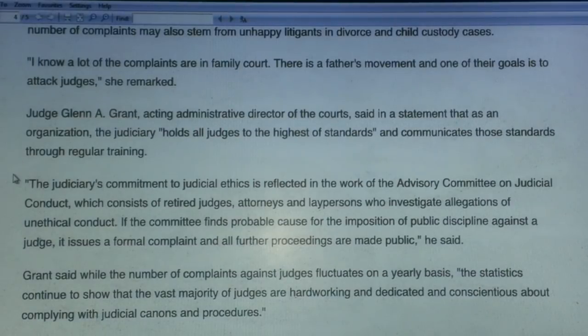Judge Glenn A. Grant, acting administrative director of the courts, said in a statement that as an organization, the judiciary holds all judges to the highest standard and communicates those standards through regular training.